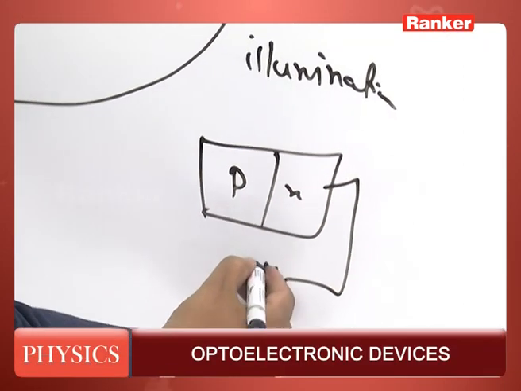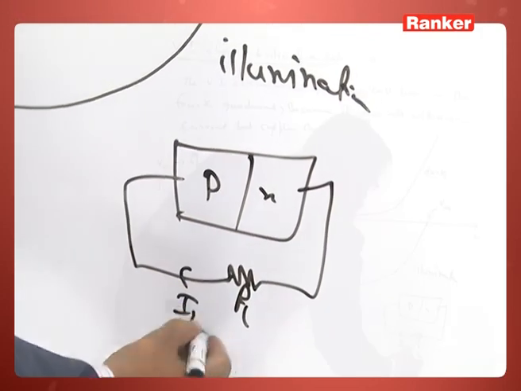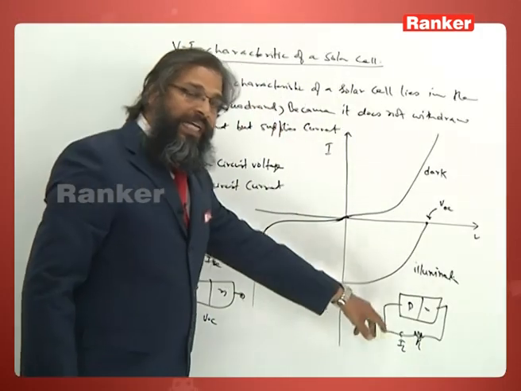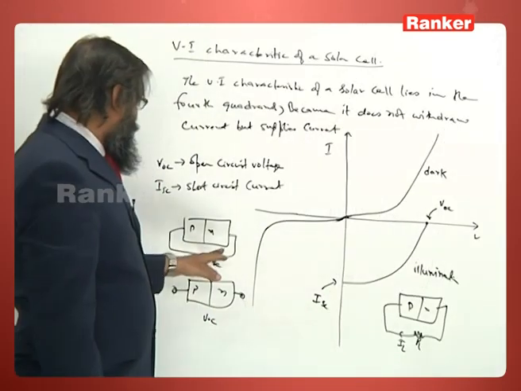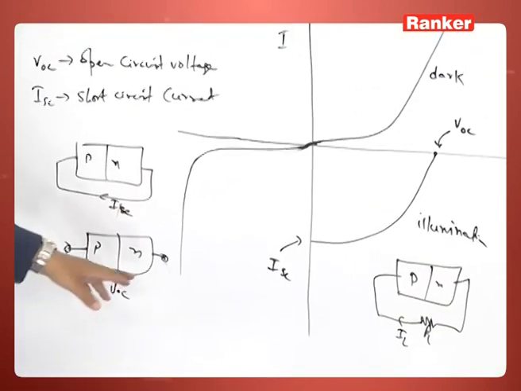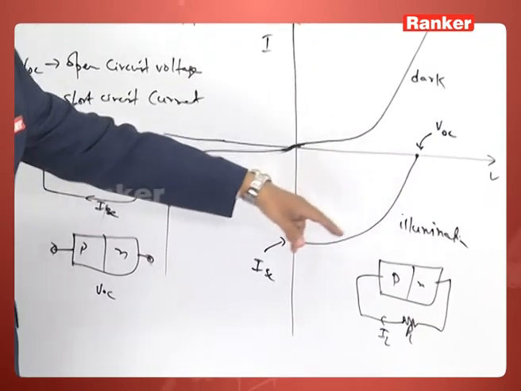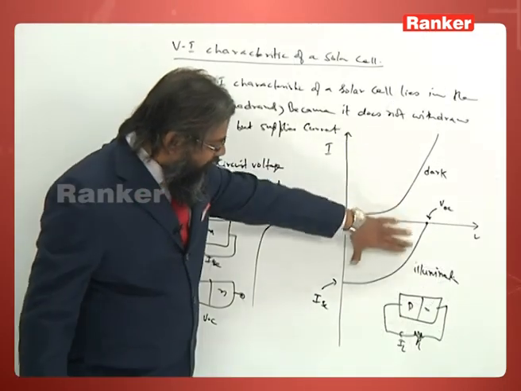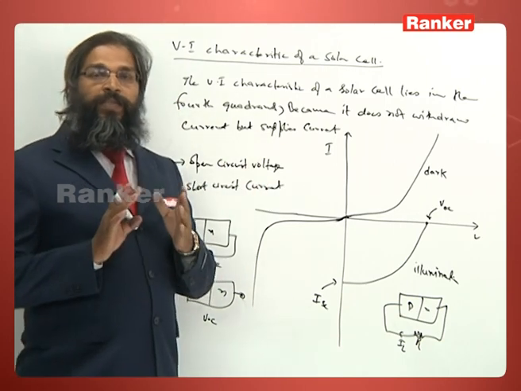When we are using this PN junction solar cell, we connect a load, so the current is IL. When you are using IL current, you get the power output across the load resistor. When this is short circuited, the current is ISC. When it is open, the voltage is this, and the graph is something like this. This is the VI characteristic of a solar cell.